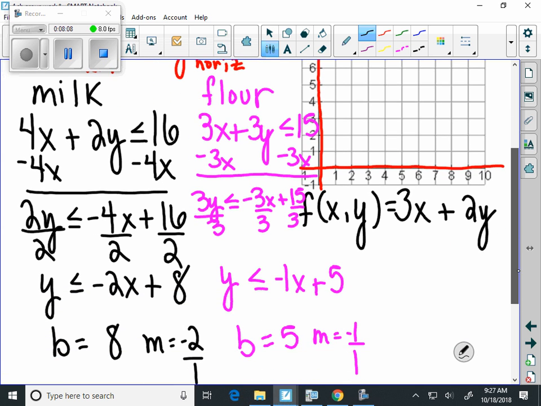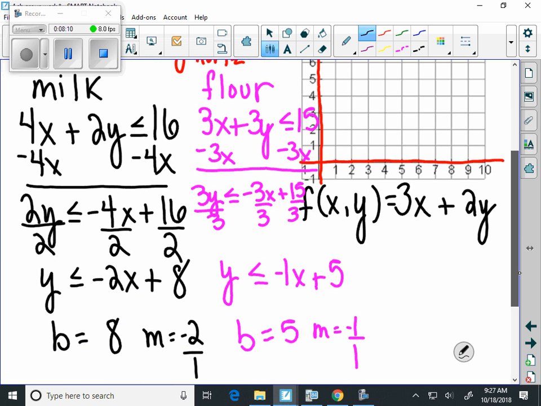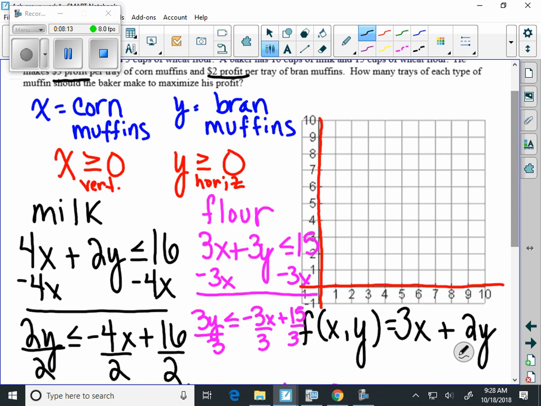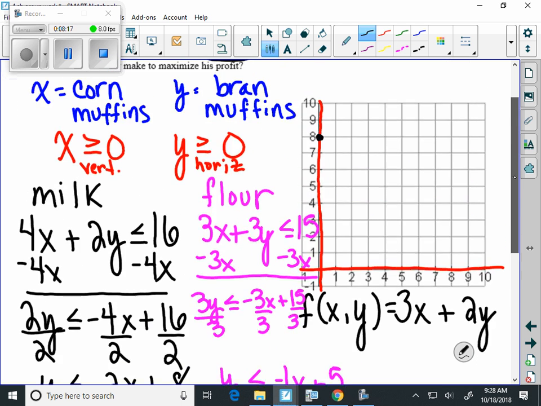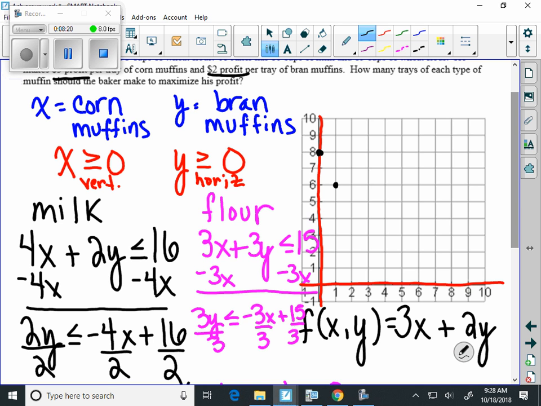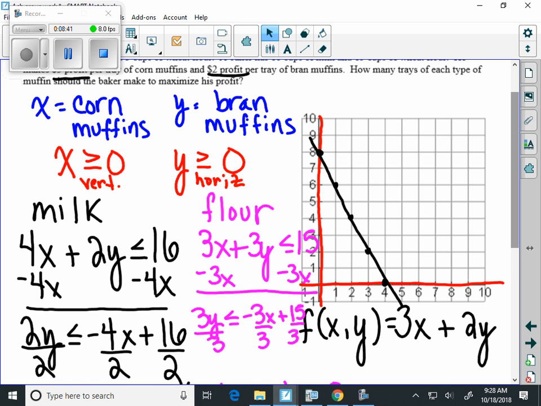Next, we're going to graph the black inequality, which says b equals 8. And our slope is negative 2 over 1. That means we're going to go down 2, right 1, down 2, right 1, down 2, right 1, and down 2, right 1. And if you are not using a ruler, you should put all of those points on the graph. And here's our line.